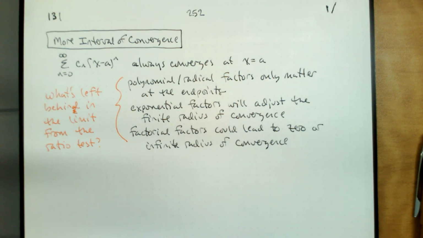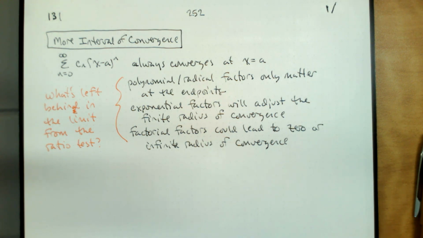Exponential factors will adjust a finite radius of convergence if there is one, and it's factorial factors that could lead to 0 or an infinite radius of convergence. This is because we're thinking about what's being left behind in the limit from the ratio test before we take the limit as n goes to infinity.